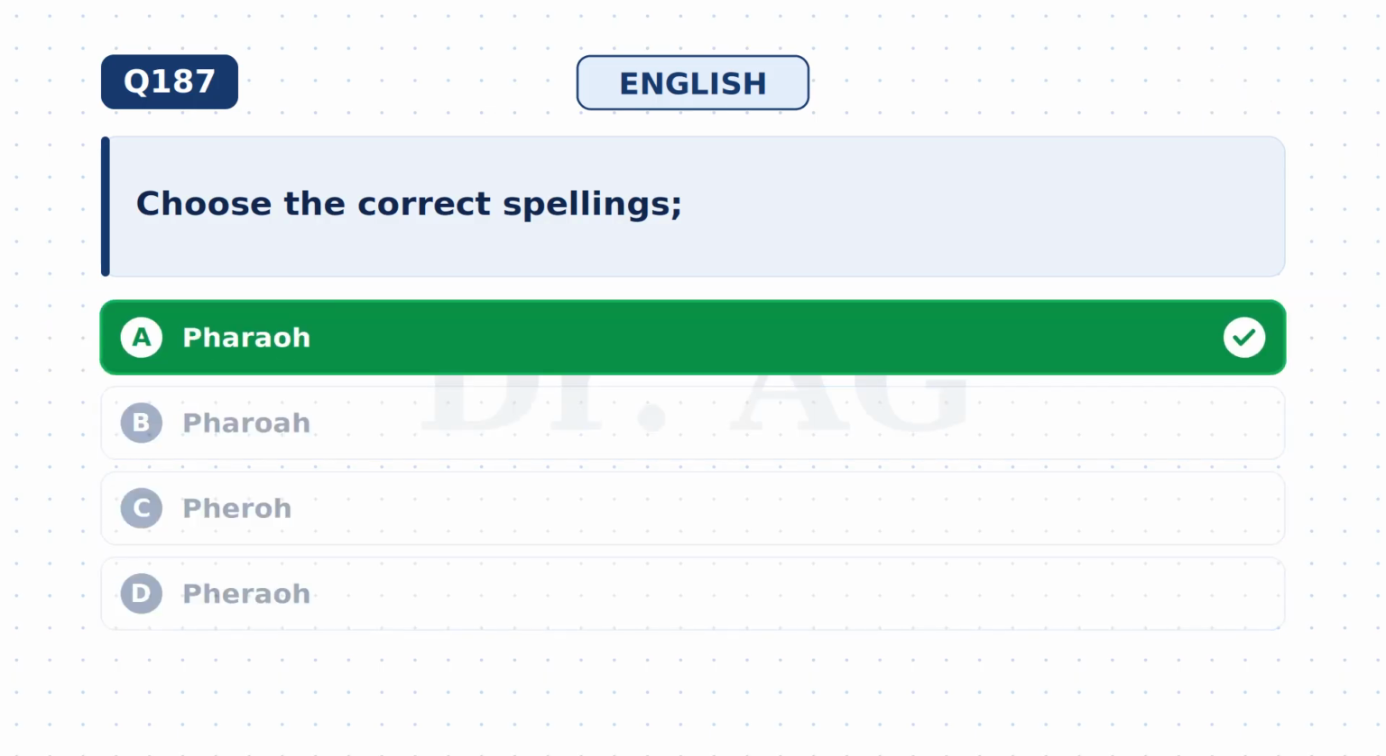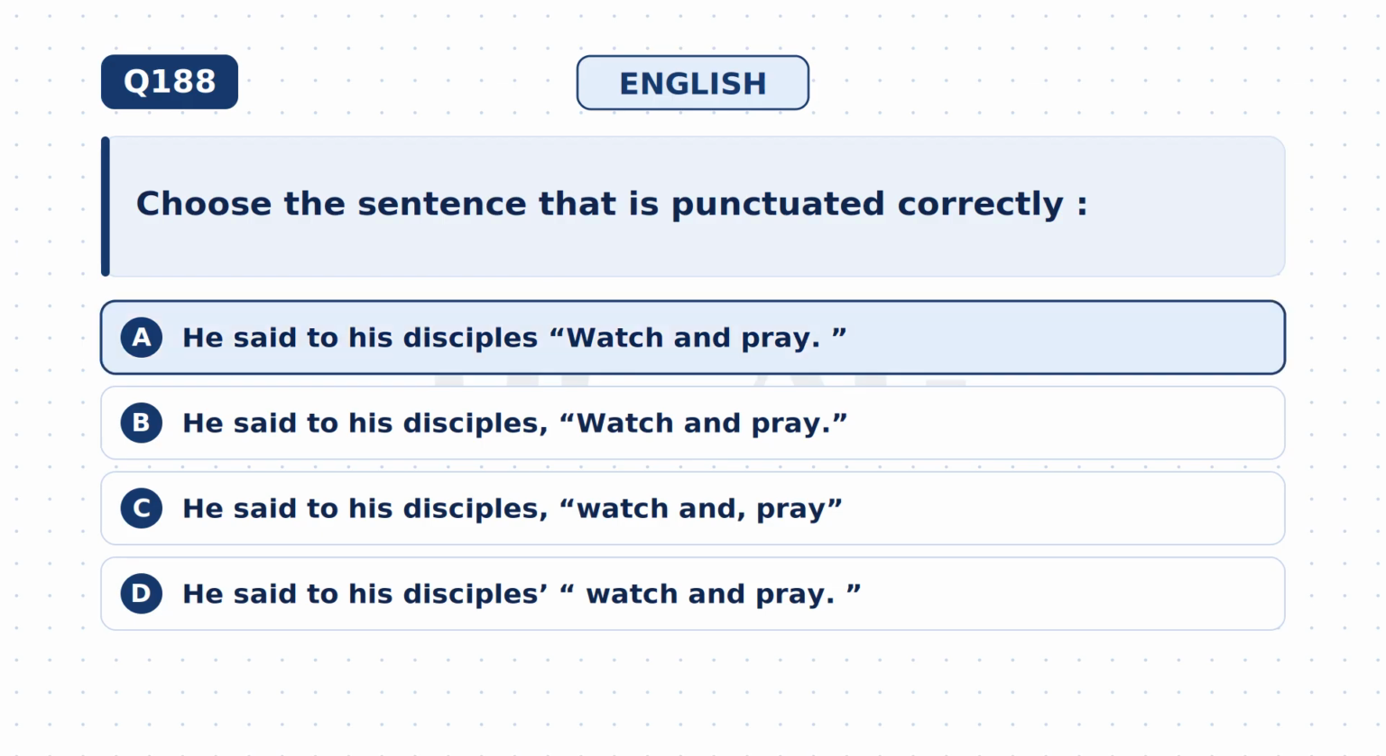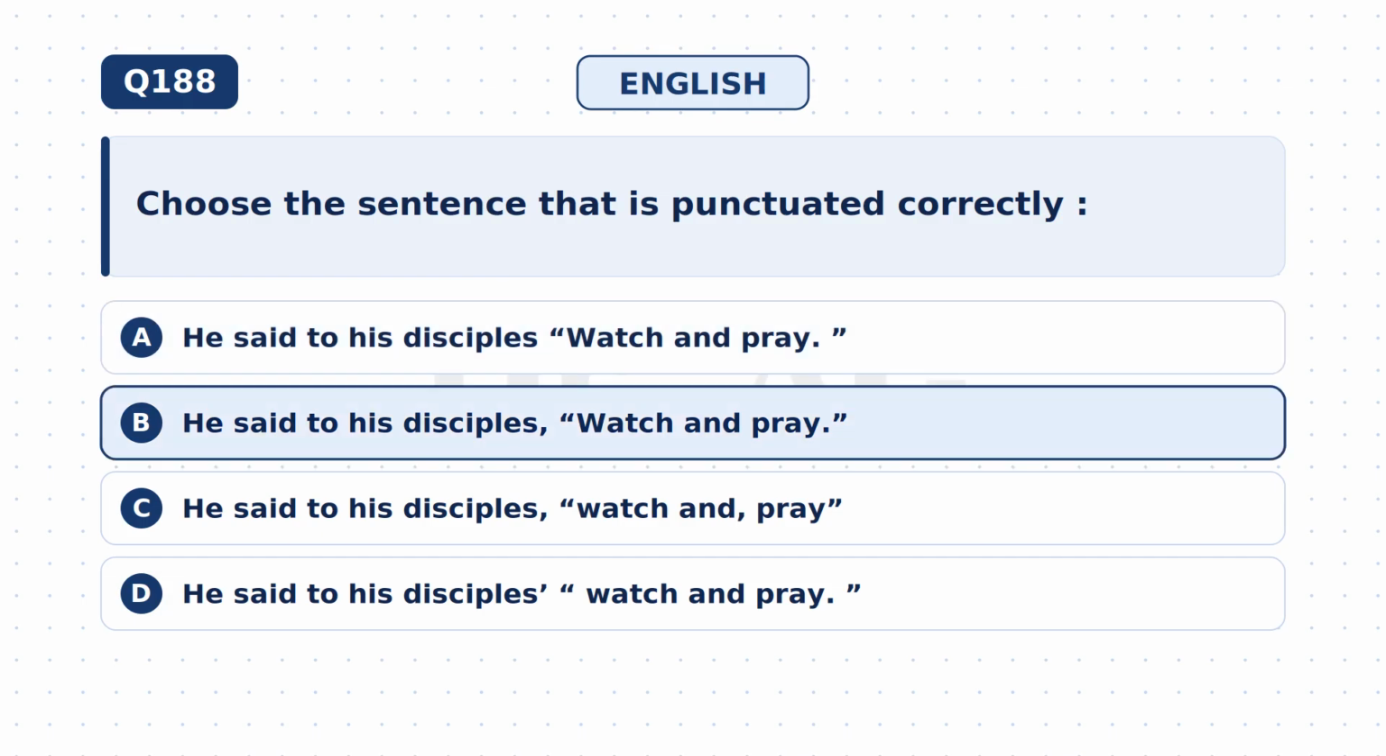The correct answer is A, Pharaoh. Question 188. Choose the sentence that is punctuated correctly. Option A, he said to his disciples, watch and pray. Option B, he said to his disciples, watch and pray.